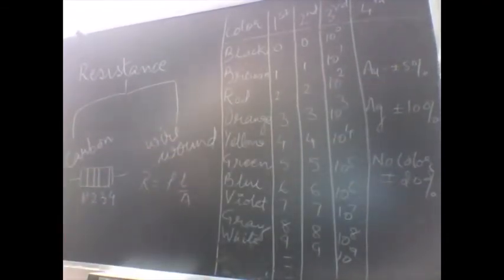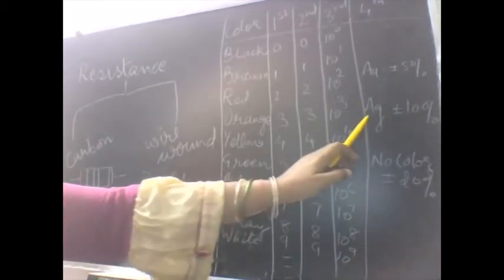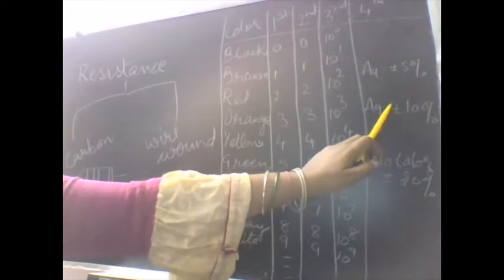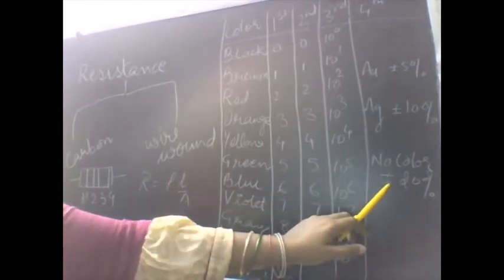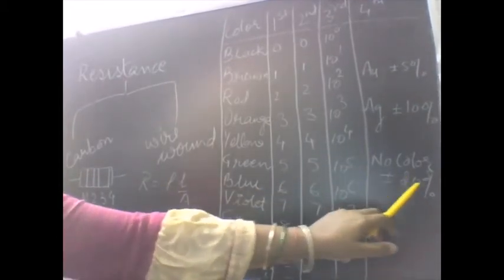For example, if the fourth ring is gold, the error is minimum. That means the resistance that is given to you is almost close to accuracy, and the error is 5%. For silver, the tolerance or the error is plus minus 10%. And if the fourth ring is missing, there is no color at all, then the error is plus minus 20%.